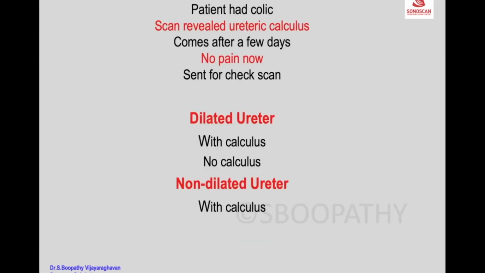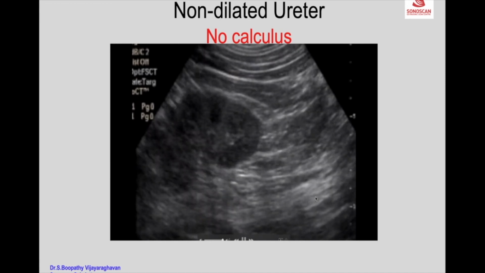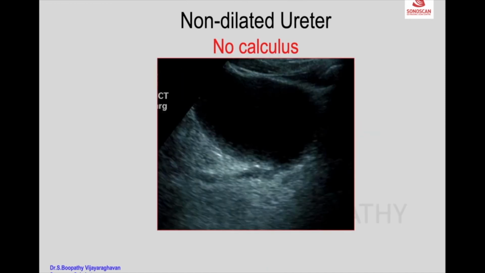Still you may trace and you may find a calculus or no calculus, or you may see a small calculus in the urinary bladder. In such a scenario that is normal. Now here you see the same clinical scenario. You see a non-dilated ureter and no calculus, but you see edema of the ureter on ultrasound.